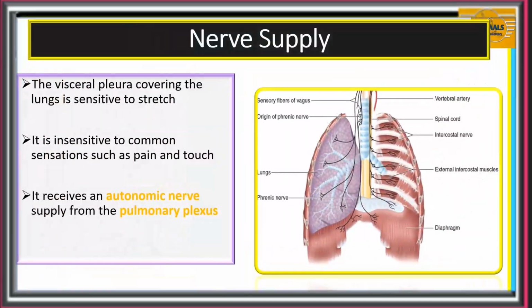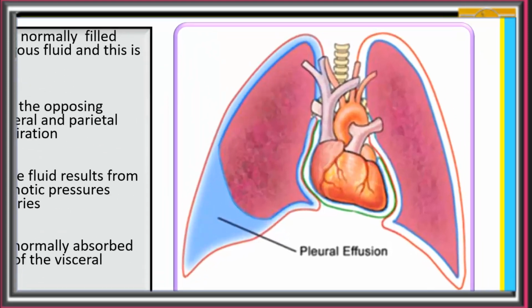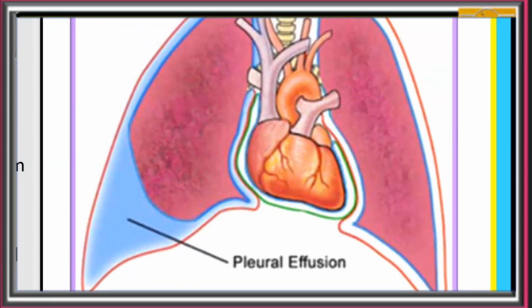The visceral pleura is insensitive to common sensations such as pain and touch, but is only sensitive to stretch. It receives an autonomic nerve supply from the pulmonary plexus. Now we'll consider the pleural fluid. We noted that the pleural cavity is normally filled with a thin film of serous fluid that we said is about 5 to 10 mL. And we also noted that the fluid lubricates the inner surfaces of the visceral and parietal pleura during respiration.